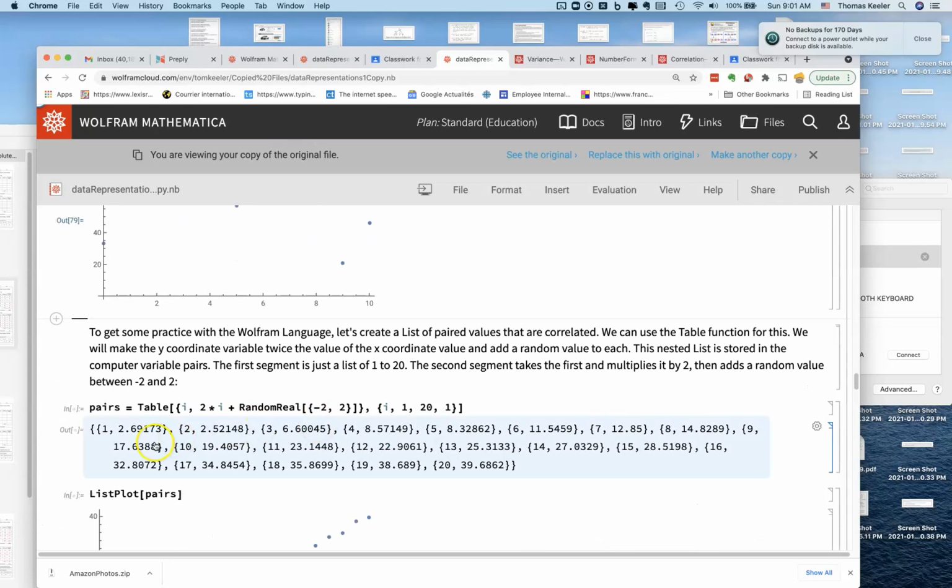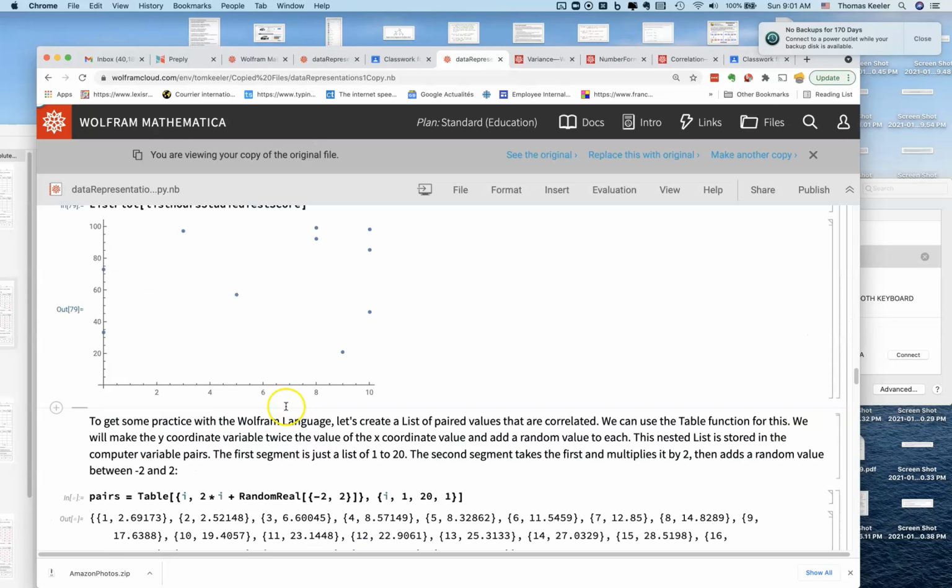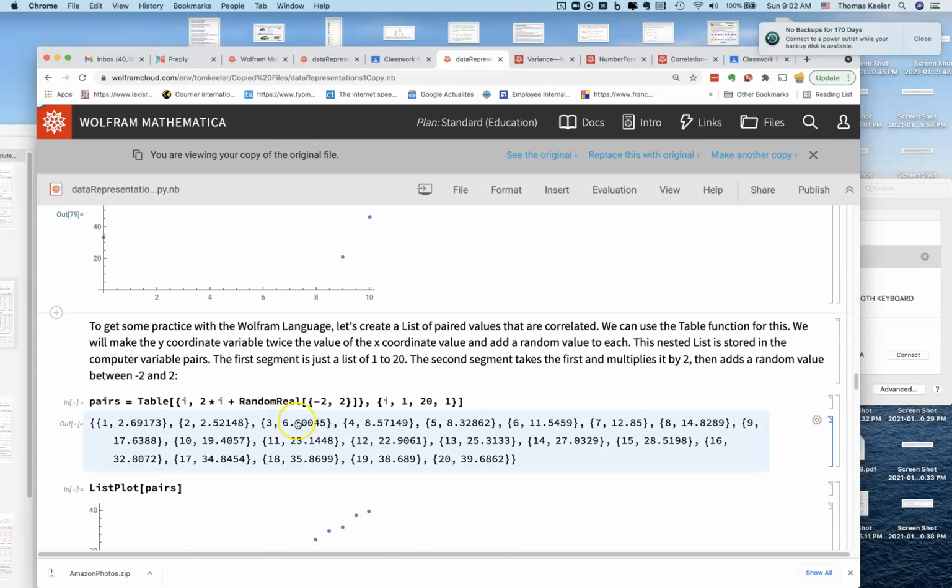And here, in this next one, you see the idea that you can create, so that was just completely random, and then from the book that we've been using, it says let's try something else. So let's try a table, and it's going to have 20 values. Okay, it's going to have 1 through 20. Okay, that i is 1 through 20, but then the value that goes with it, we double i, and then we add random real either -2 or 2.